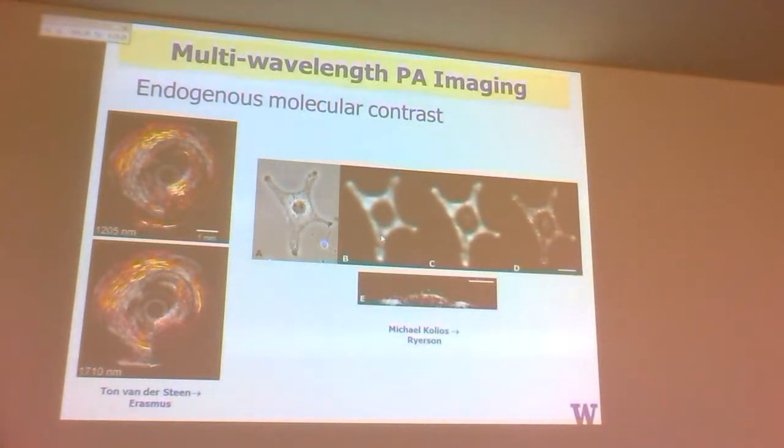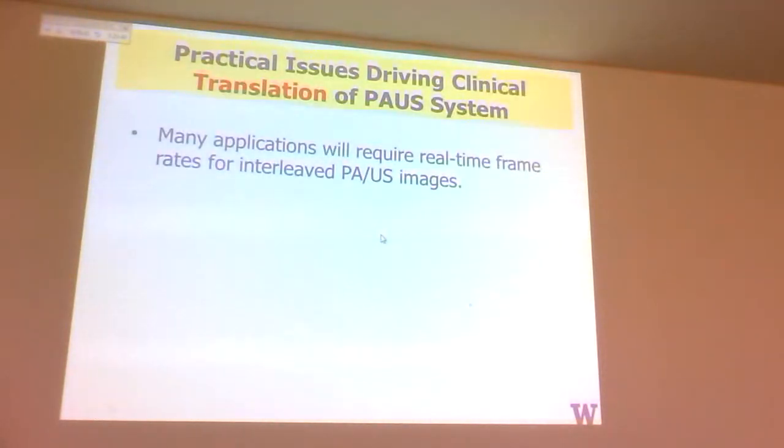This is Michael Kolios, who's at Ryerson, and he was just showing that he could do a little single cell identification, again, multi-wavelength sorting. But here, his spatial resolution was determined by the ultrasound, so he's actually working close to a gigahertz ultrasound frequency in this case. Okay. So, give that as a background.